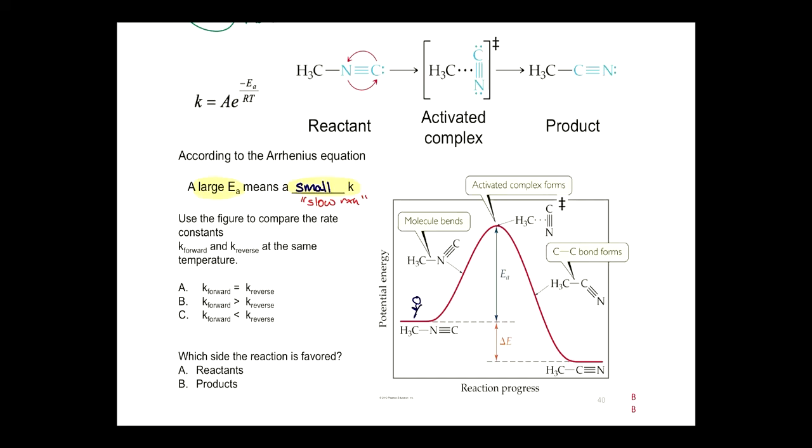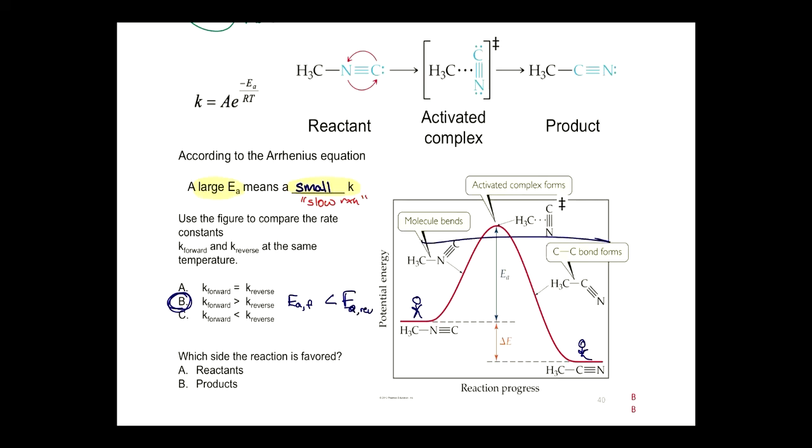Right? You're over here and your friend is over here. Who gets over the hill faster? The person going forward, not the person going in reverse. So what we see here is that the forward reaction is much faster than the reverse reaction, and it's because the activation energy for that forward reaction is smaller. It has a smaller activation energy than in the reverse direction, all right?